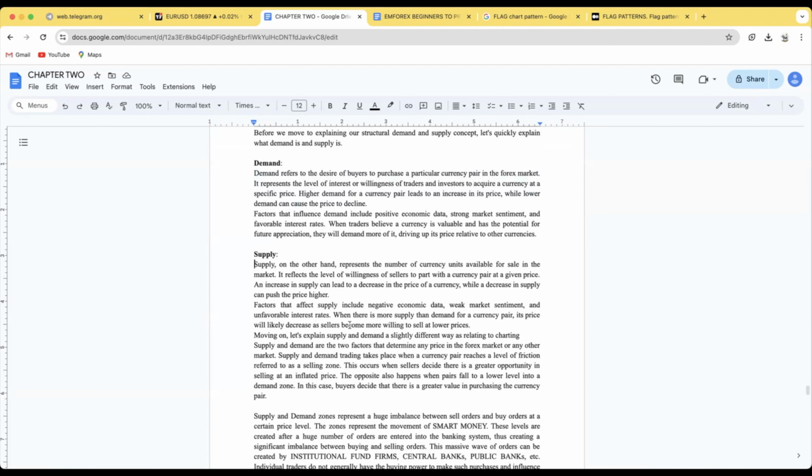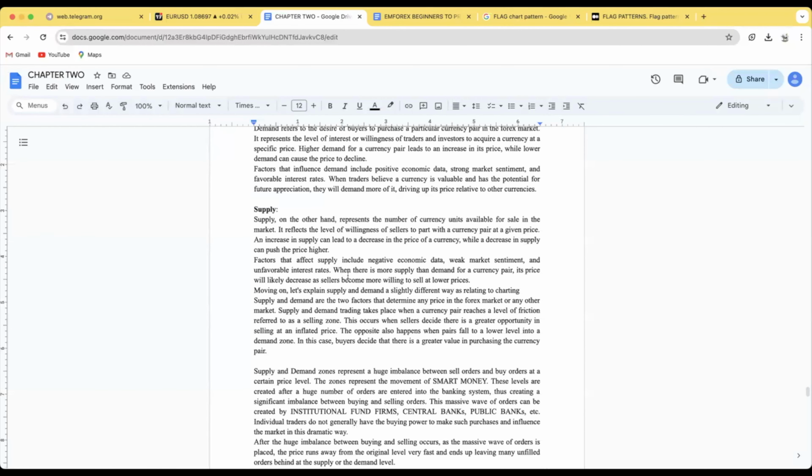So it's simply a situation whereby people are not willing to buy what you have. You are producing, but people are not buying. So you have more produce compared to people that are willing to buy. So when there is more supply than demand for a currency pair, its price will likely decrease as sellers become more willing to sell at lower prices.